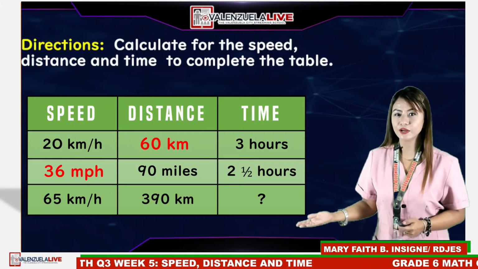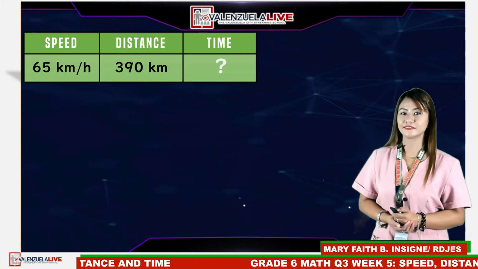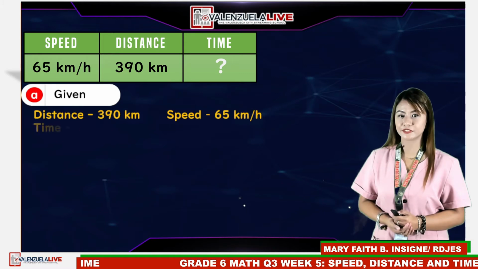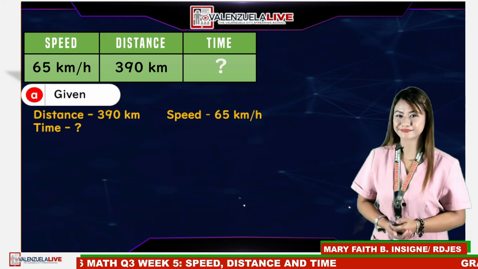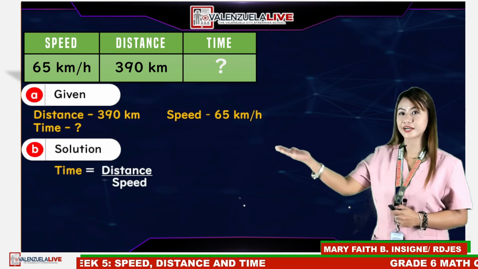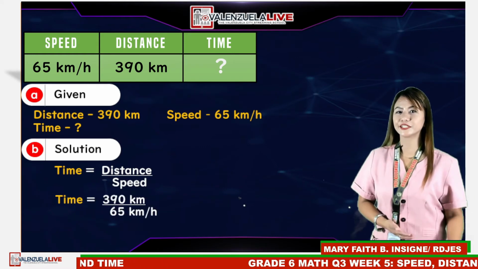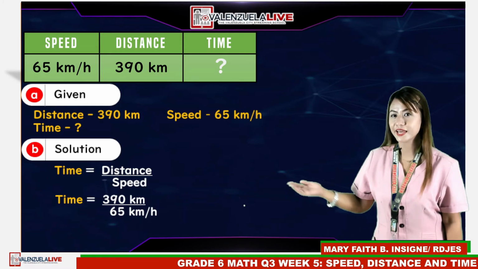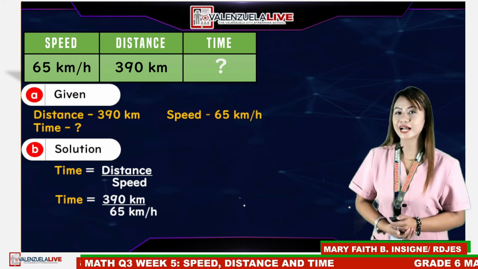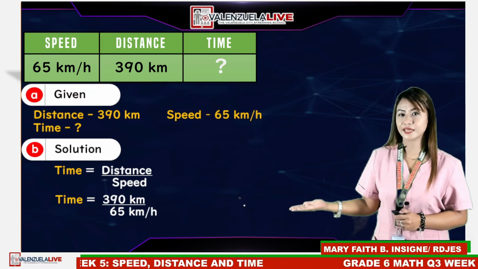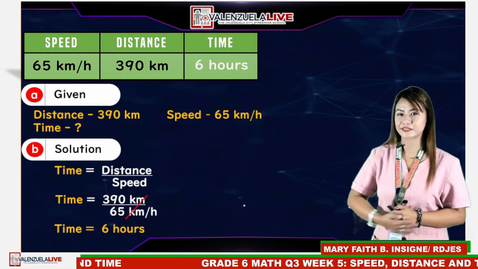For the third row, find the time when the speed is 65 kilometers per hour and the distance is 390 kilometers. We are going to find the time. But how do we calculate the time? Very good. Just simply divide the distance and speed. So now we are going to divide 390 and 65. Very good. So the answer is 6. And we cancel the same units. So the final answer now is 6 hours.